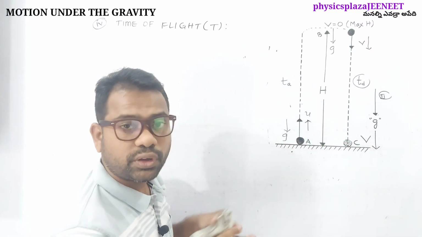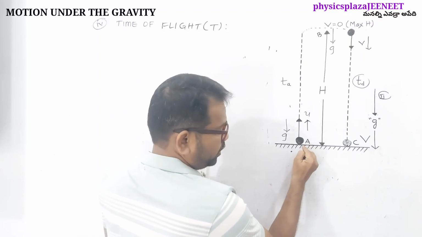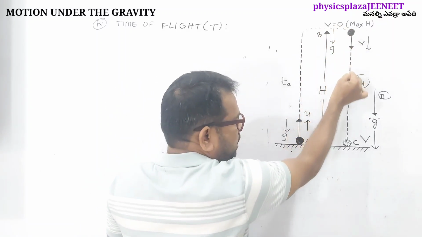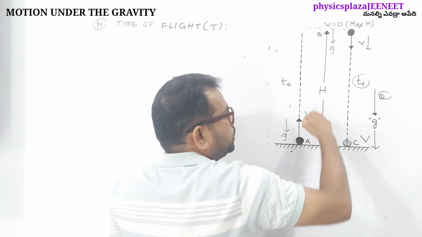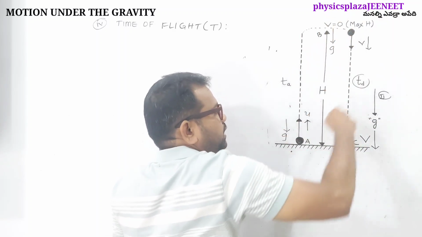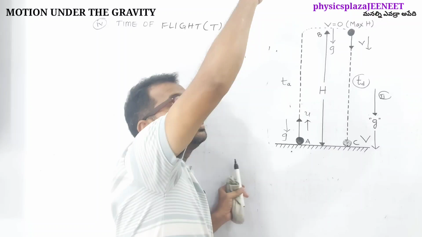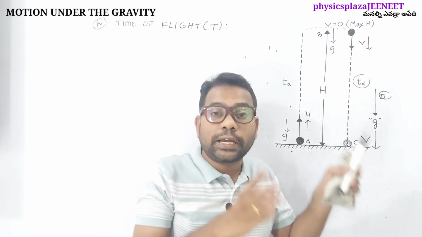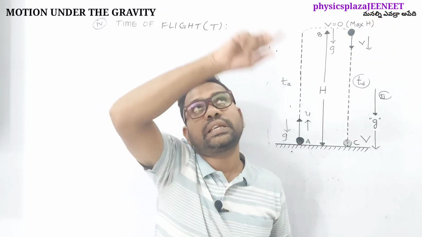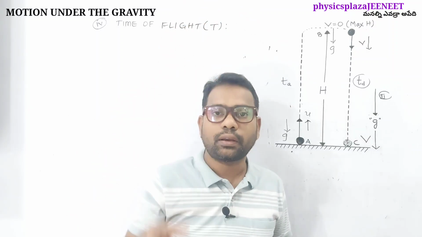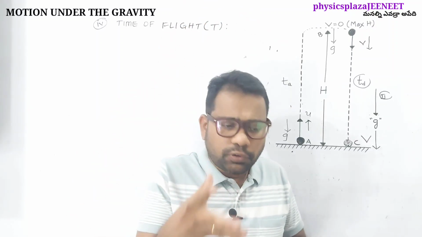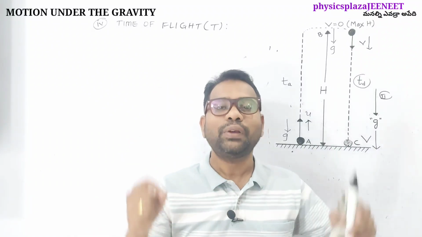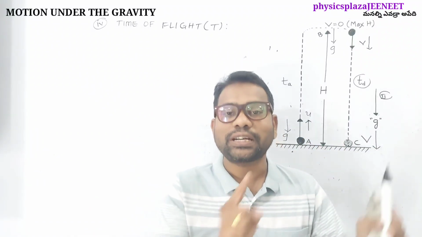Means in this case, if you can see, children, the body is thrown at a point A, right? It is going like this, reaching maximum height. Again, it is coming back to point C. Means in this total journey, it goes up and comes downward. It takes a time, right? That only we can call the time of flight, the total time taken. Or simply we can say that the time for which a body remains in air is called time of flight. Now let us derive an expression for time of flight.